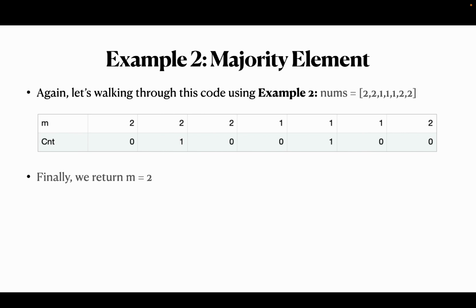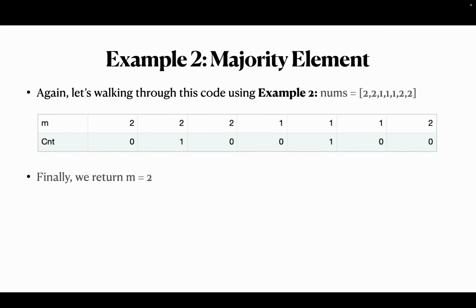Then we see another 1. Now, since the 1 is not equal to m, we need to decrease the count to -1. And now we notice that the count is smaller than 0. We need to reset m equal to the current element 1 and reset the count to 0. And then we move to another 1. Since the 1 is equal to m, that is 1, we increase the count from 0 to 1.